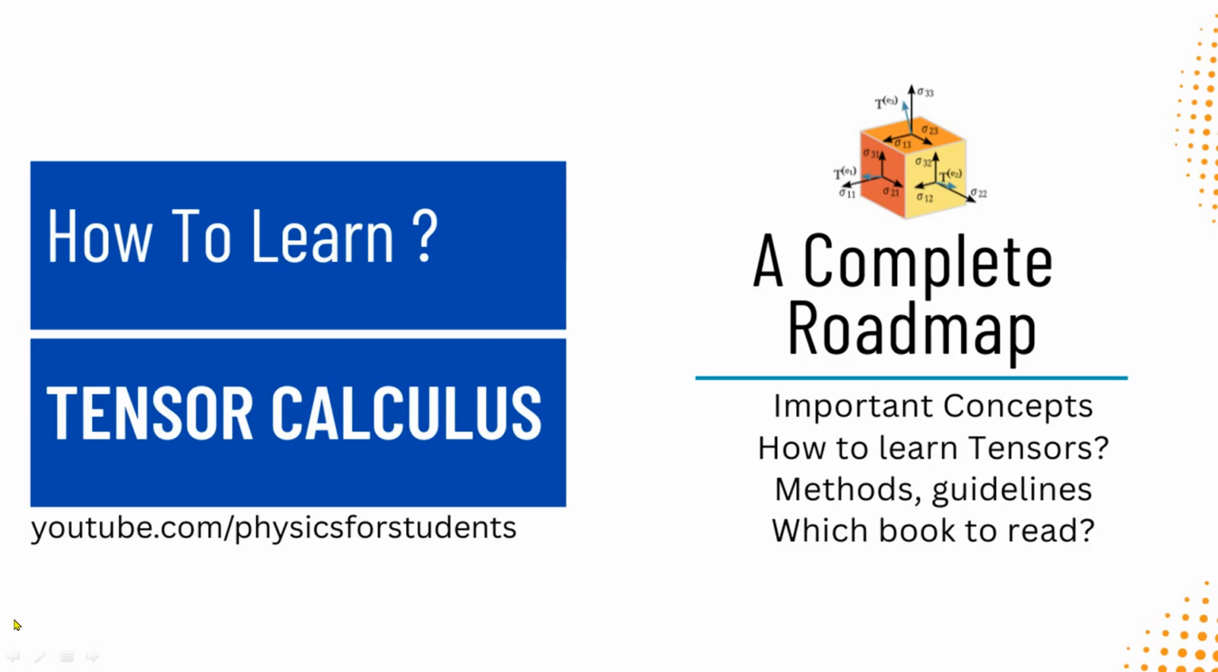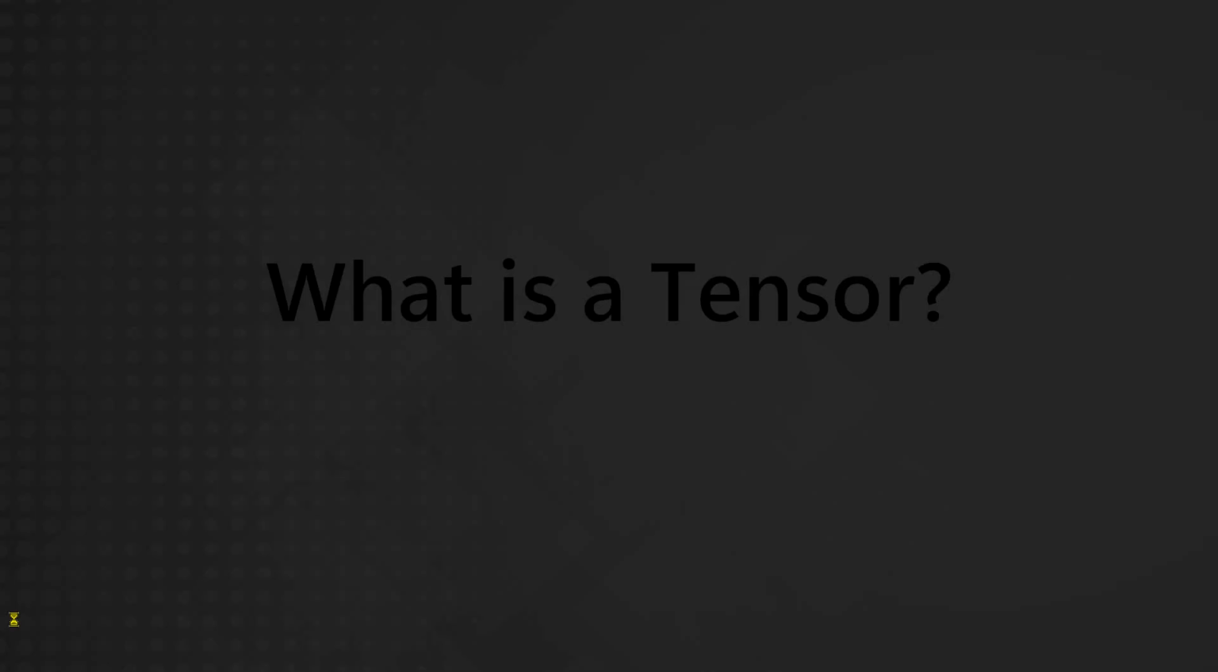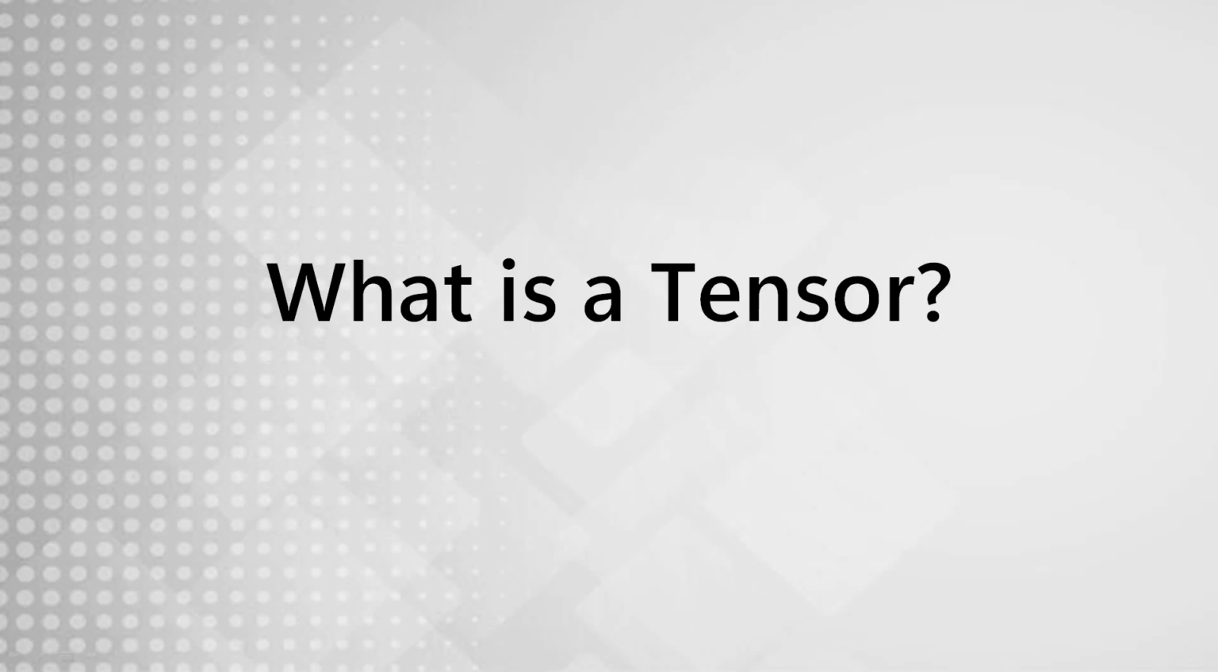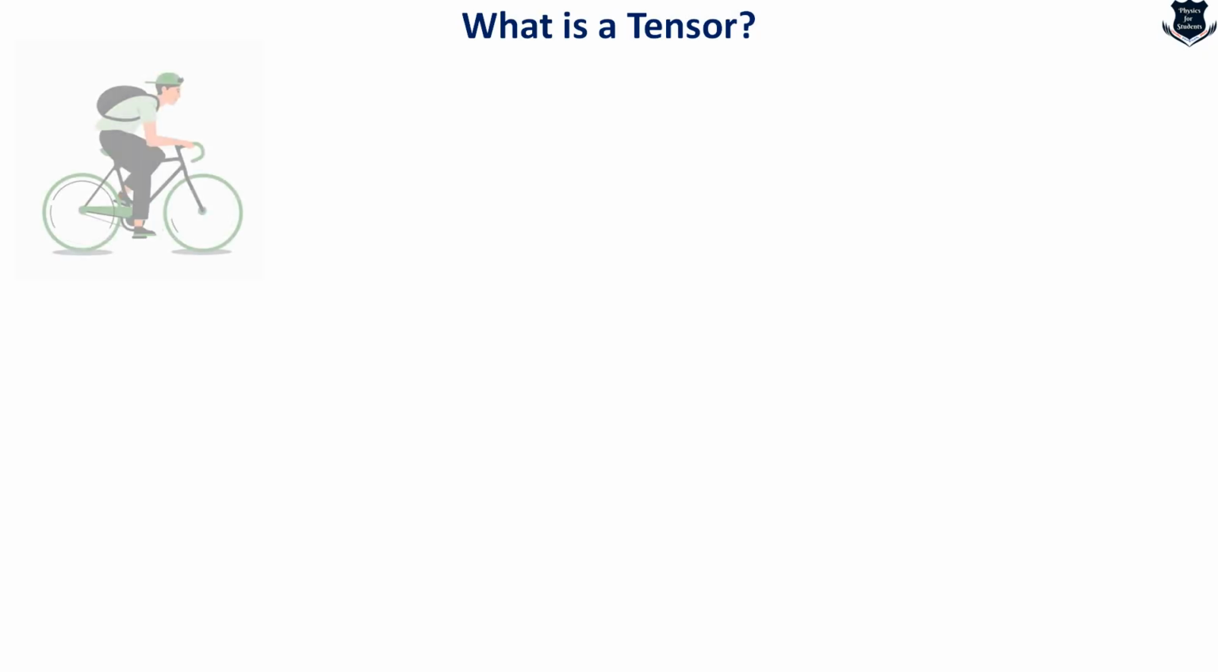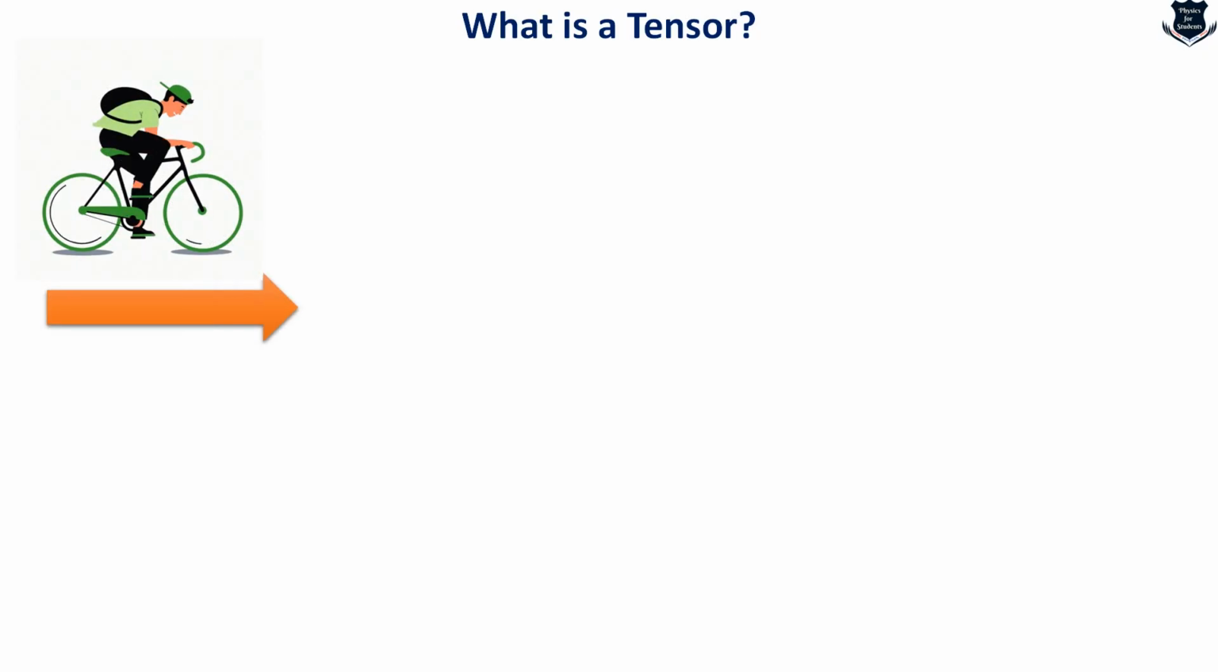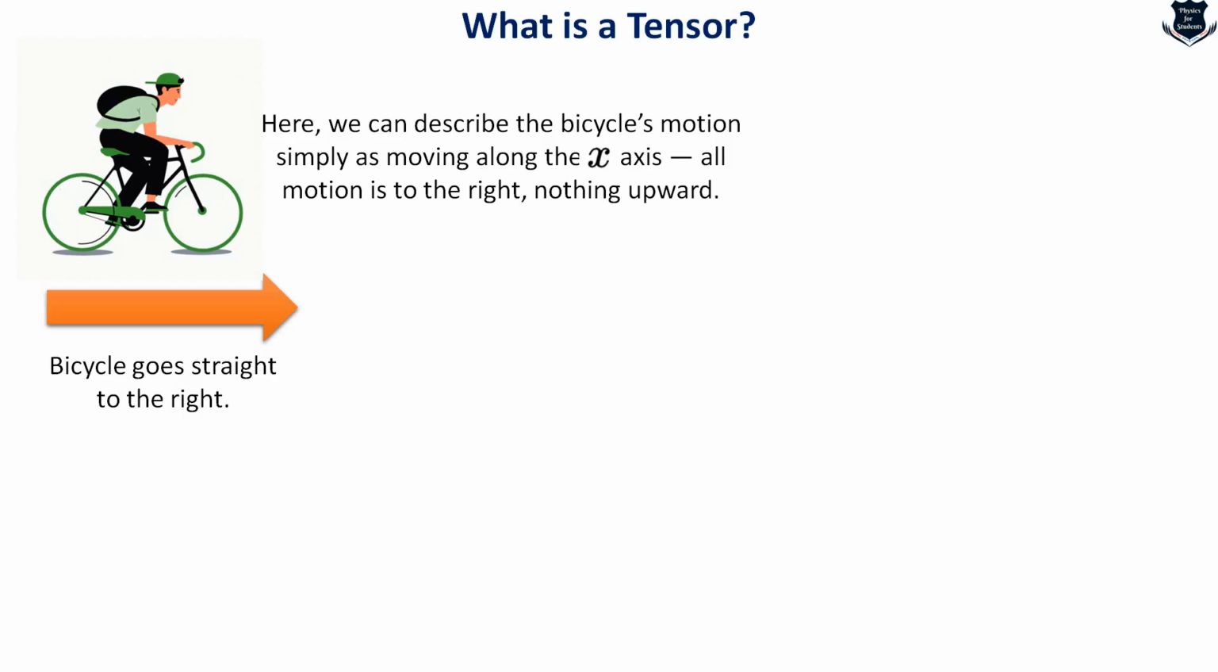Now, before we go ahead in understanding what are the methods, books, etc., first let us understand what is actually a tensor. And for that, I would consider this person who is just cycling. And here you can see that the direction of the cycle is along the x-axis. That means the bicycle goes straight to the right. Now, here we can describe the bicycle's motion simply as moving along the x-axis. That means the motion is to the right, nothing upward or in any other direction.